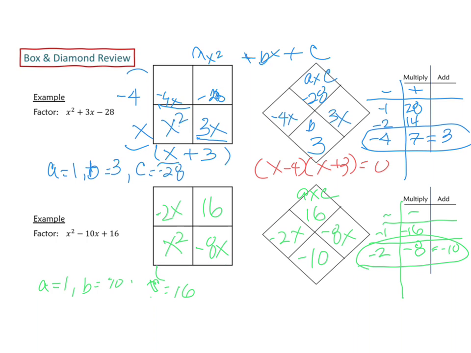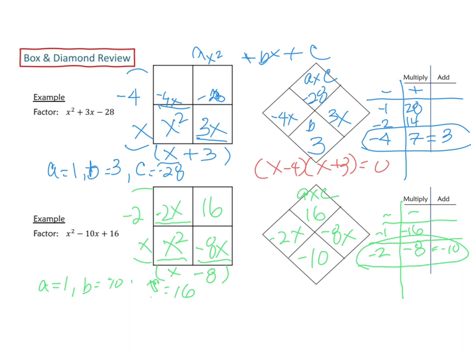So let's figure out what our factors are. We start with an x, and we ask ourselves, x times what equals x squared? It's x times x. Then we ask ourselves, x times what equals negative 8x? Well, it's negative 8 times x equals negative 8x. Then, what is x times what equals negative 2x? And of course, x times negative 2 is negative 2x.